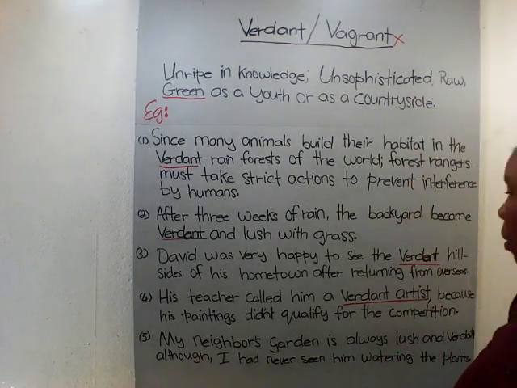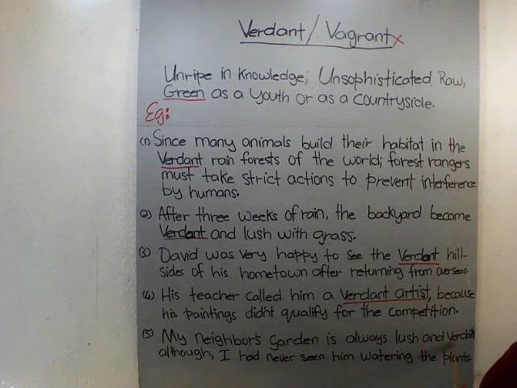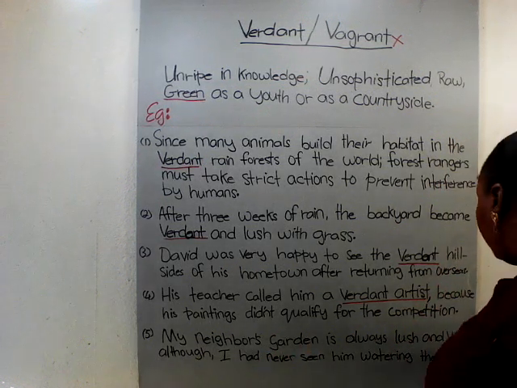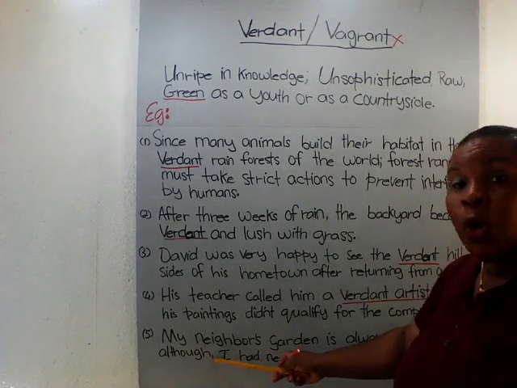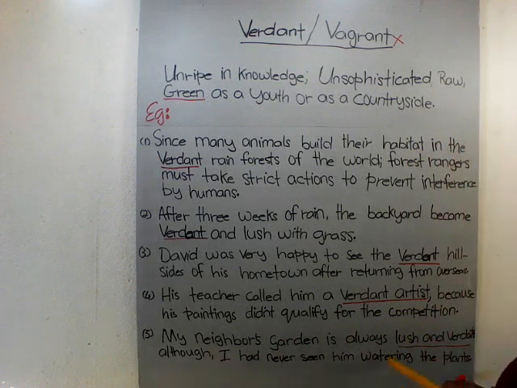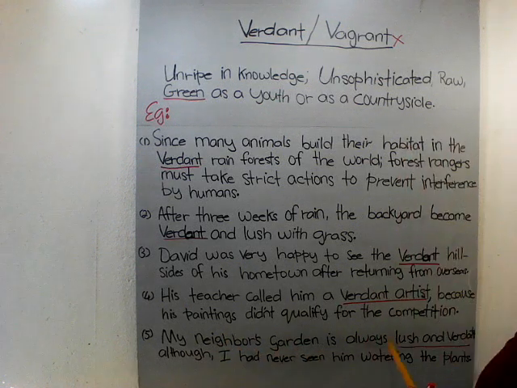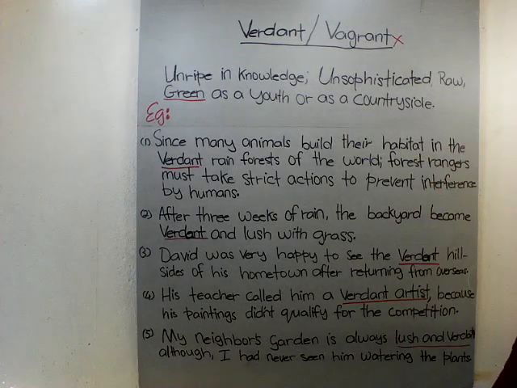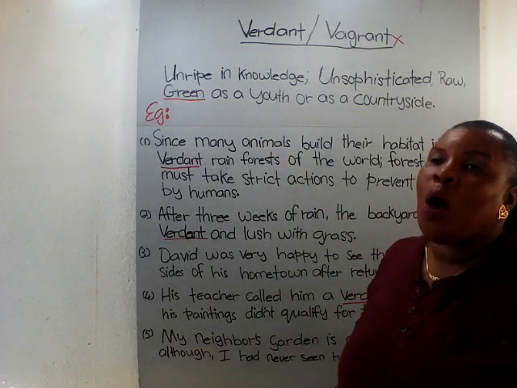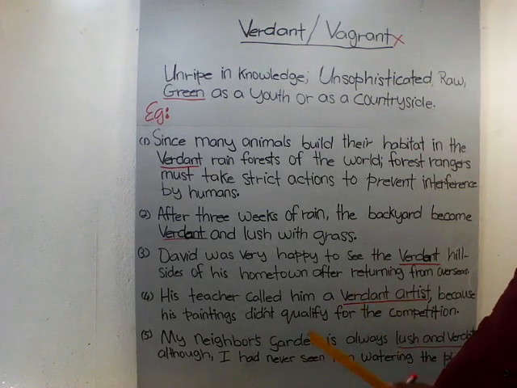Let's look at number 5. My neighbor's garden is always lush and verdant, although I had never seen him watering the plants. So you can see how we can use verdant in the atmosphere and also with a person.